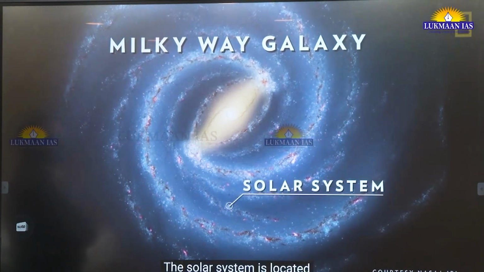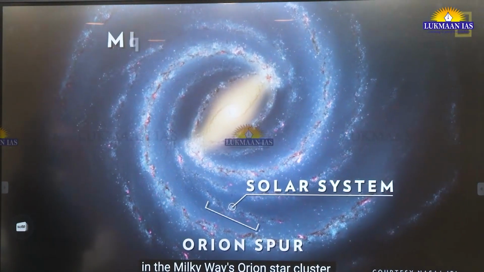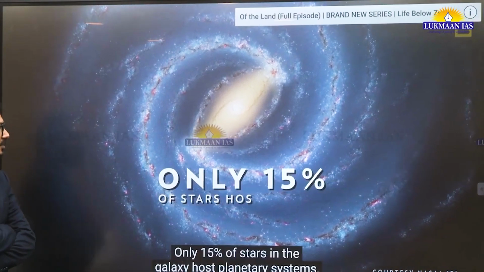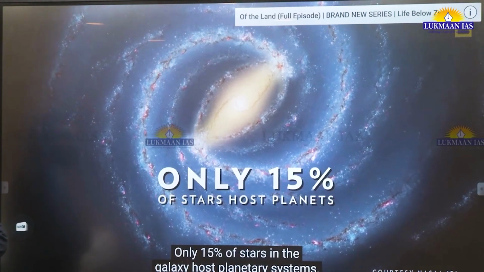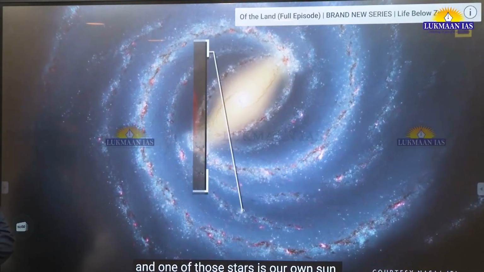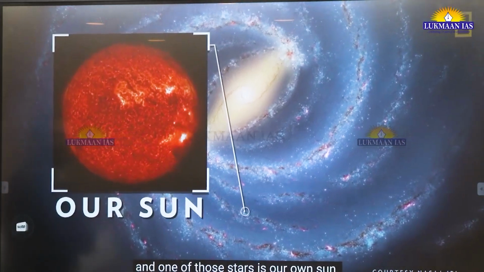The solar system is located in the Milky Way's Orion star cluster. Only 15% of stars in the galaxy host planetary systems, and one of those stars is our own sun.